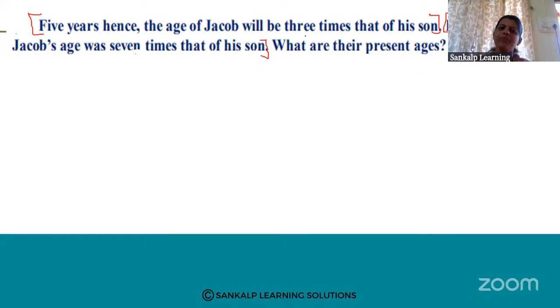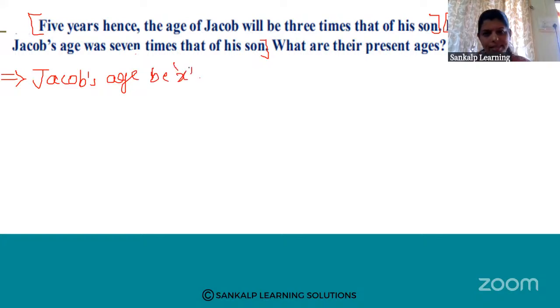So here, who is the hero? Jacob is there, right? So 5 years hence the age of Jacob. So Jacob is the hero. So first consider the age of Jacob as X. Jacob's age be X. Next, 5 years hence means 5 years after.